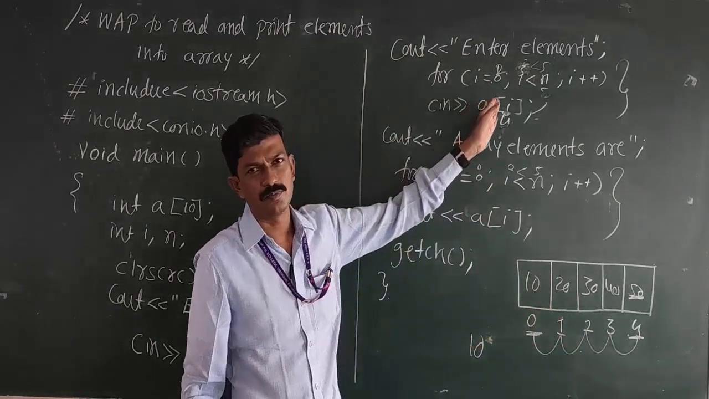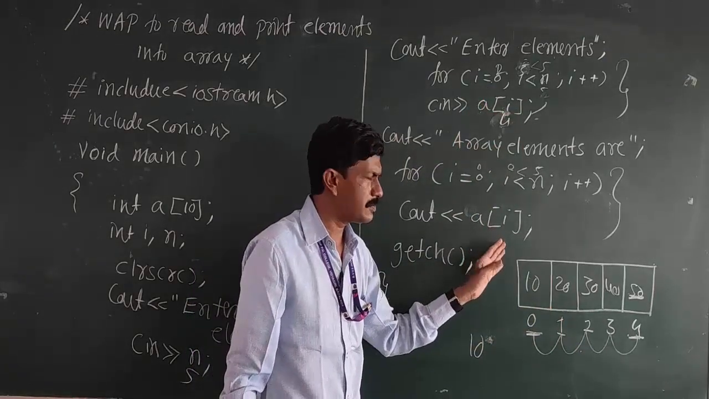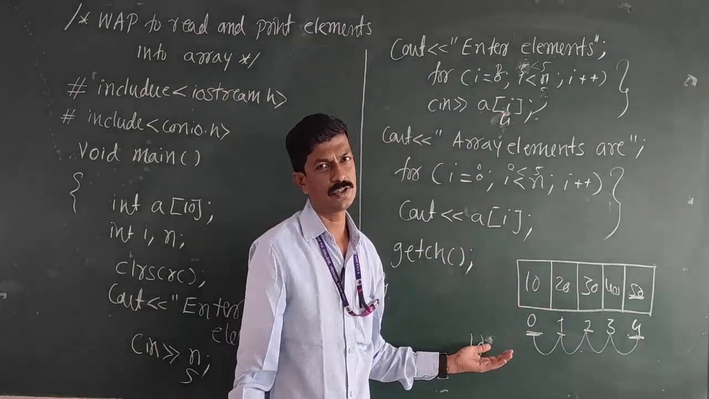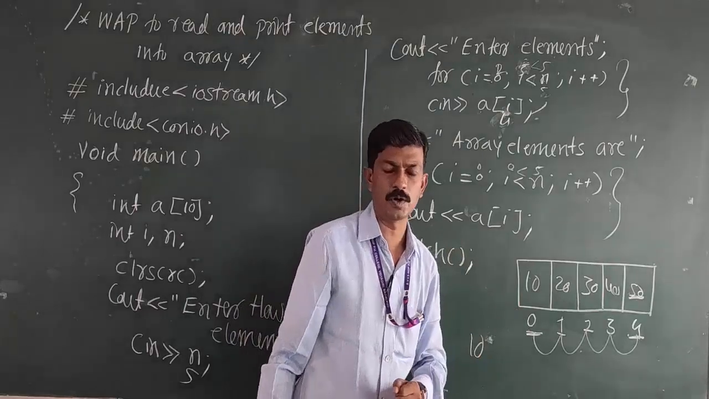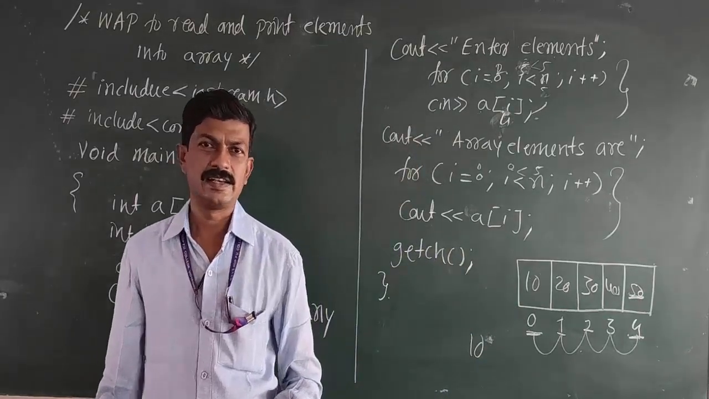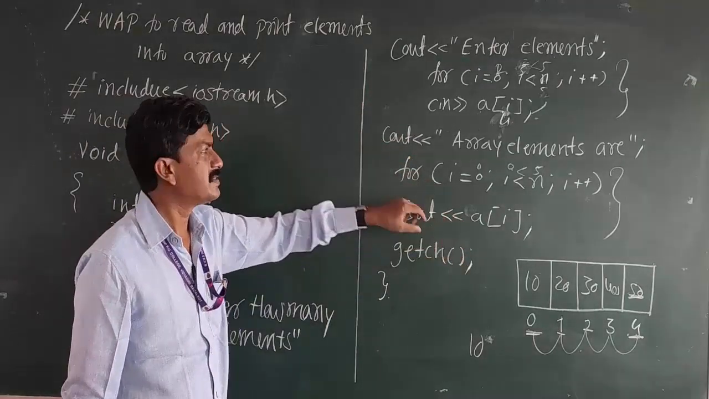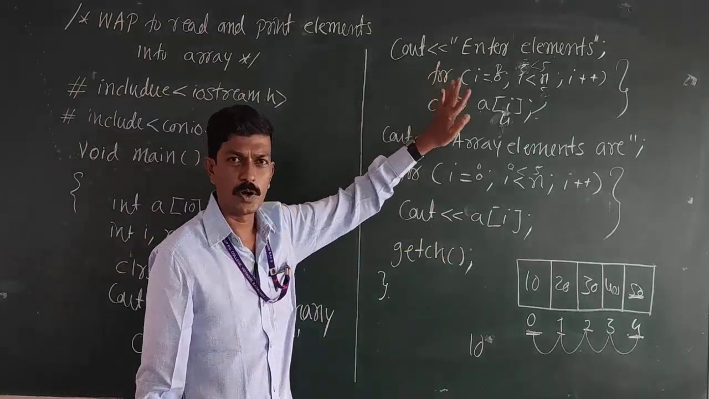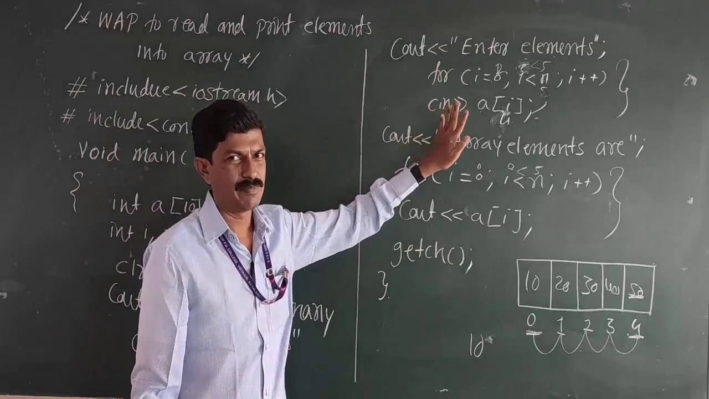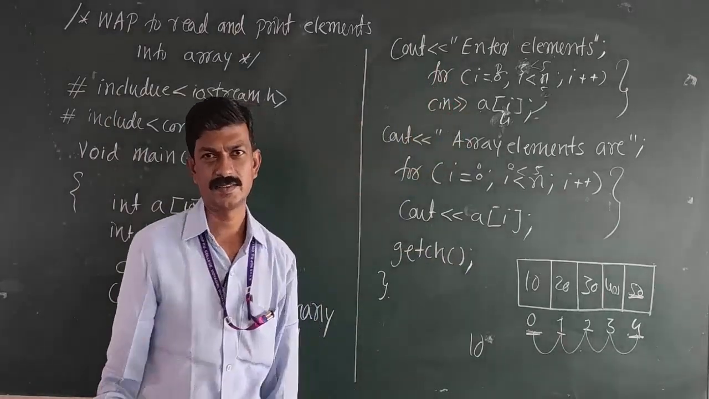In the first loop I perform the read operation. In the next loop we perform the print operation. That is the best example for traversing in a linear array: reading elements into an array and printing elements from an array. These are the most suitable examples for traversing in a one-dimensional or linear array. Thank you.